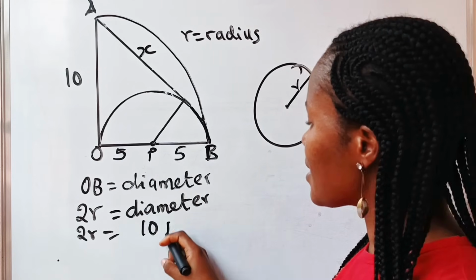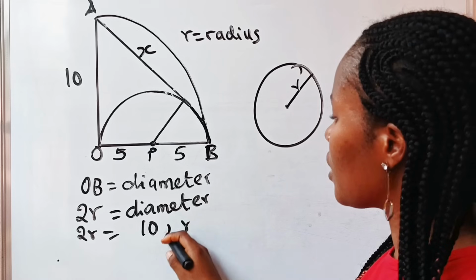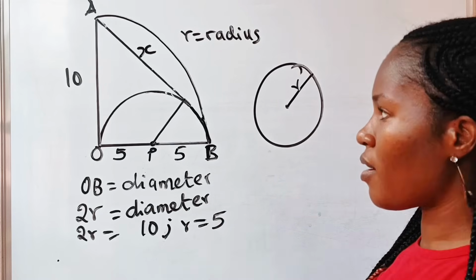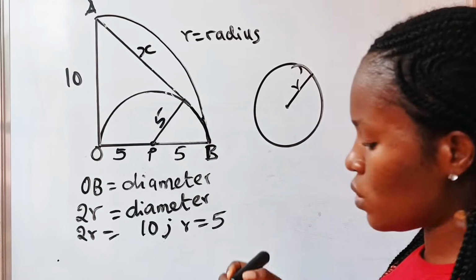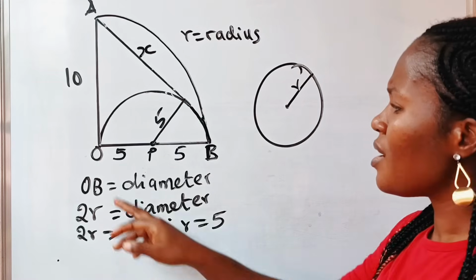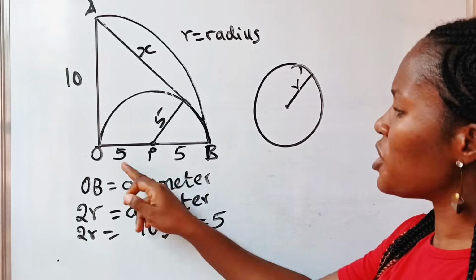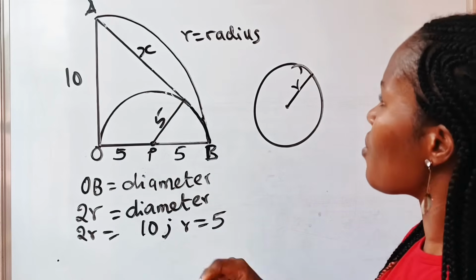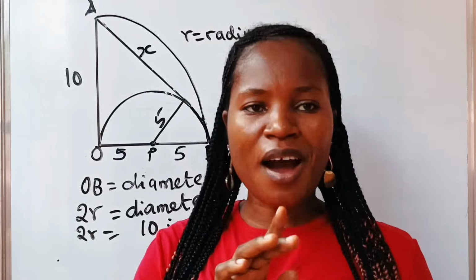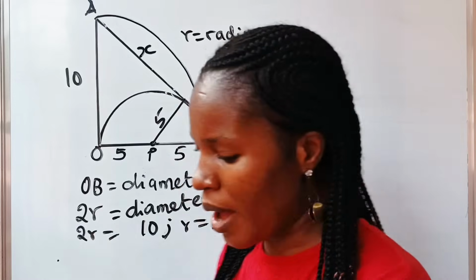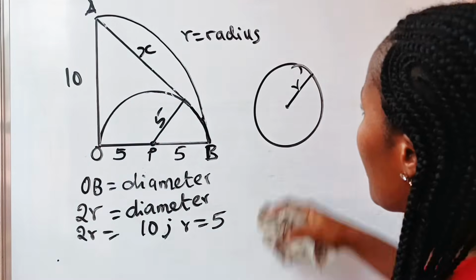So it means that R is equal to 5. So here is also equal to 5. Do you understand? This is half of our OB, which is 5. This is 5, and our R is also 5. Now, like I said, I'm going to explain what I'm doing bit by bit.